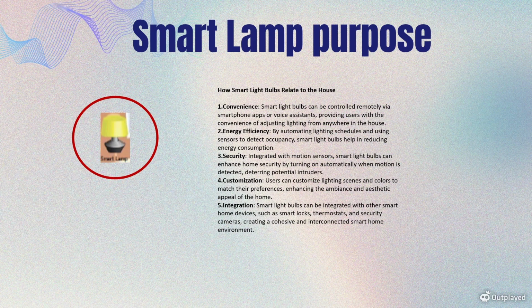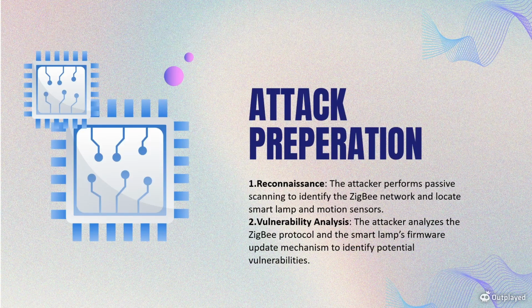Fourth, customization. Users can customize lighting settings and colors to match their preferences, enhancing the ambience and aesthetic appeal of the home. Last but not least, integration. Smart light bulbs can be integrated with other smart home devices such as smart locks, thermostats, and security cameras, creating a cohesive and interconnected smart home environment.